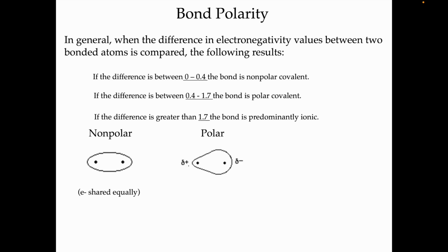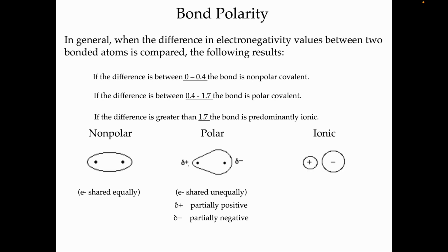A polar covalent bond, on the other hand, has one atom attracting most of the electrons in the bond. So because of that unequal sharing of electrons, you're going to end up with one part of a polar bond having a slightly positive charge and the other end of a polar bond having a slightly negative charge. Again, because the electrons aren't shared equally, one of the atoms in the bond is kind of hogging most of the electrons.